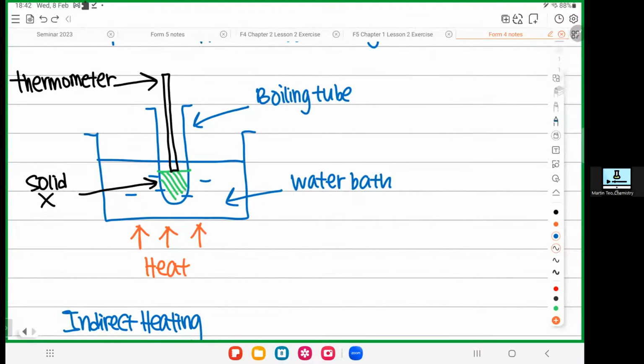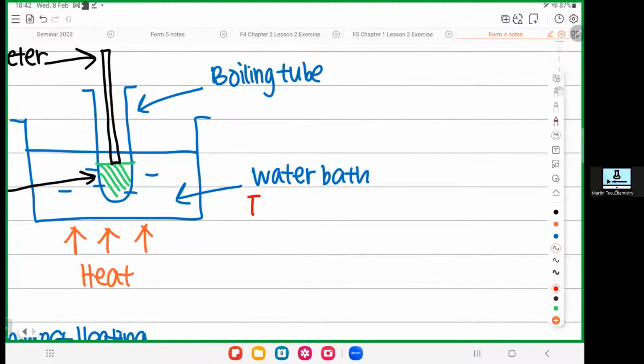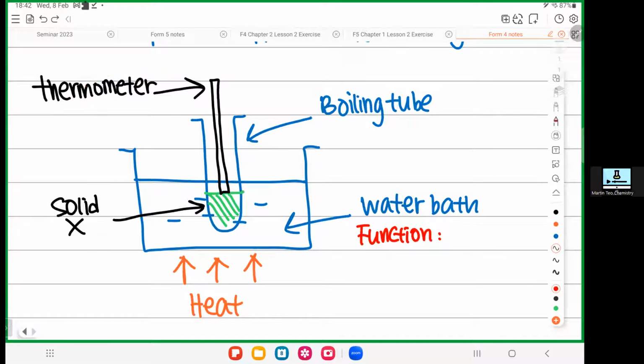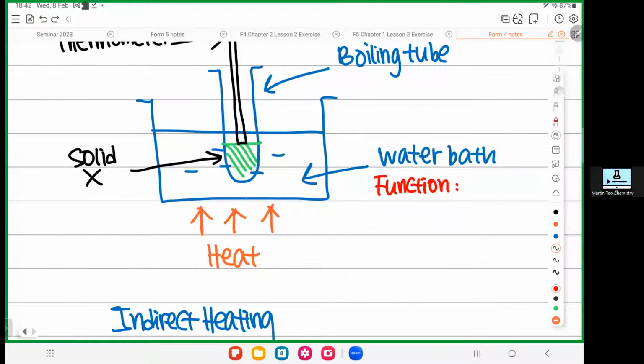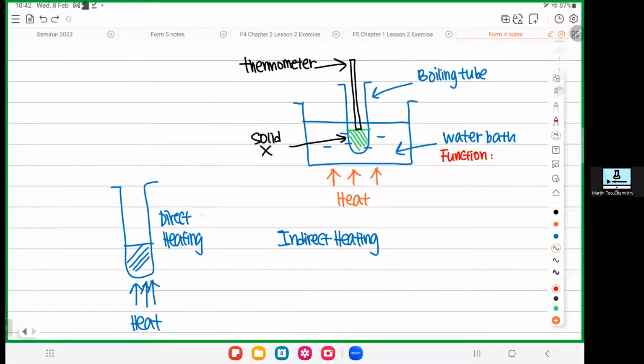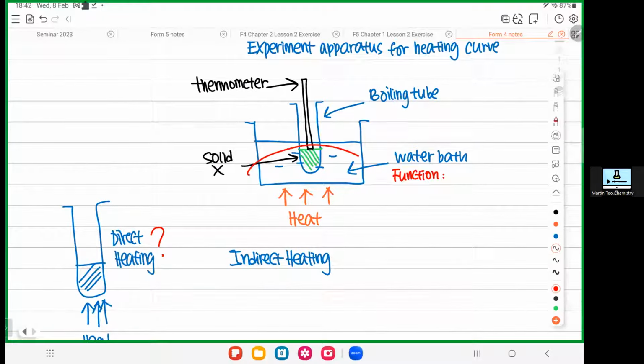So now, the first popular question in SPM they love to ask is: what is the function of a water bath? Why do we want to use a water bath? To heat our substance. Why don't you just heat the whole thing directly under fire? Why don't we do direct heating? Why do we have to use the water bath to do indirect heating? Why need to be so troublesome?